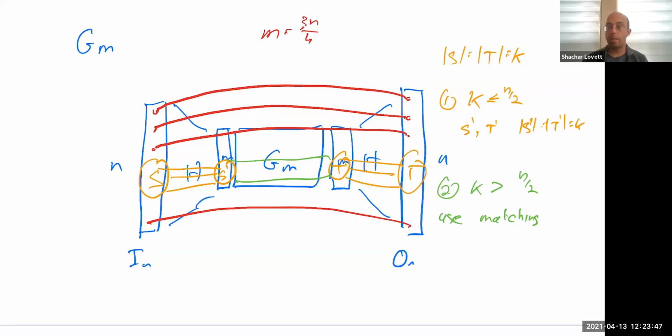The application Max is going to show us on Thursday is going to have very similar flavor. We're going to use this type of unbalanced expanders to construct good error correcting codes. And also there we will need this type of vertex expansion, but with different parameters.